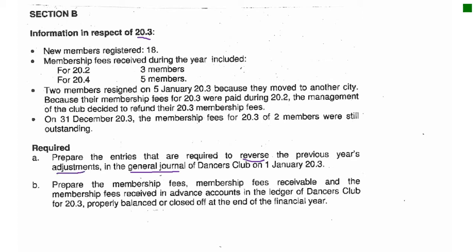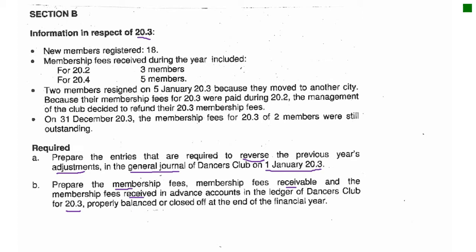So those are the entries you do at the beginning of the year to reverse the adjustments that were done for membership fees received in advance and membership fees receivable at the end of the prior year. However, I'm going to show you all the journal entries for the year up until the end of December 2003, just for completeness' sake, and I'm going to show you the membership fees ledger account as well as the membership fees receivable account and the membership fees received in advance account.